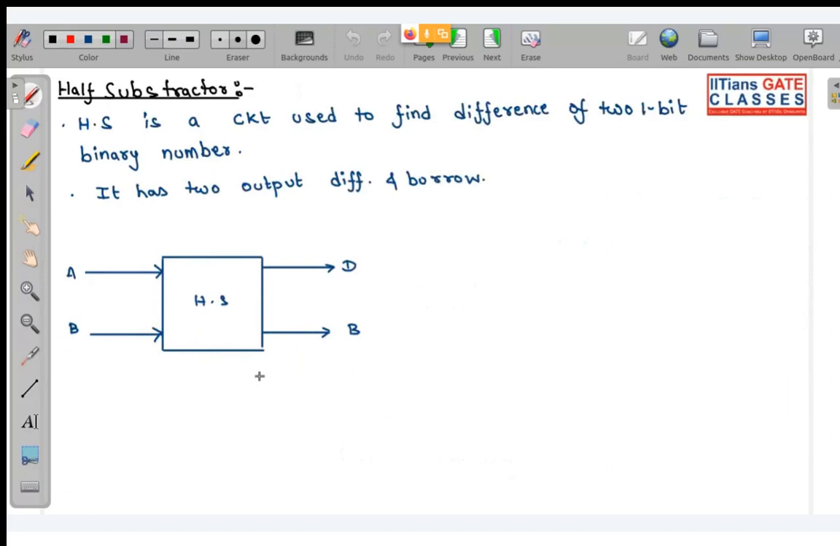So now the next thing we have is the half subtractor. So what does this half subtractor do basically?